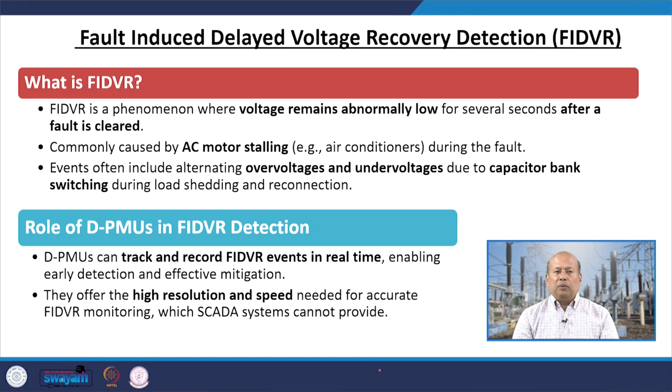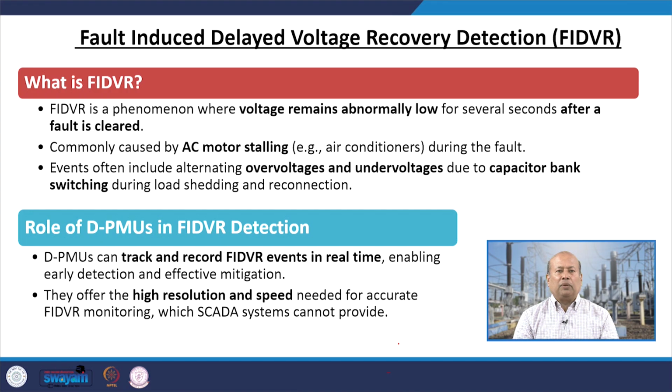Now, moving to a new area which is fault-induced delayed voltage recovery detection, that is FIDVR. So, what is FIDVR? FIDVR is a phenomenon where voltage remains abnormally low several seconds after a fault is cleared. So, even if the fault is cleared, still you experience an extremely low voltage, commonly caused by AC motor stalling, example air conditioners during the fault.